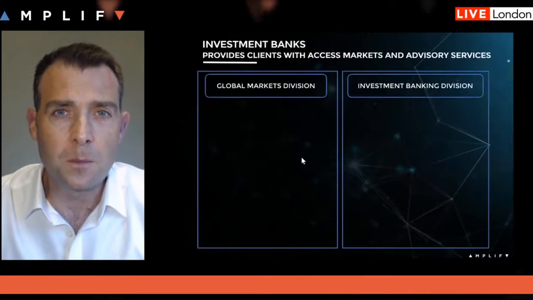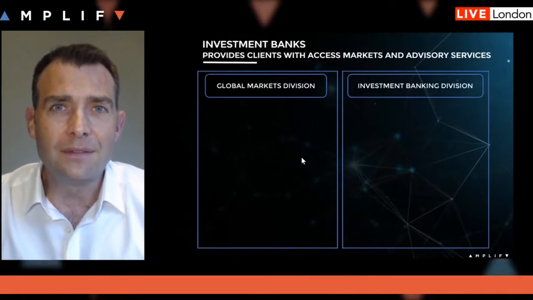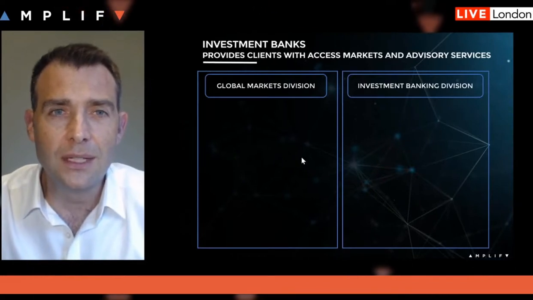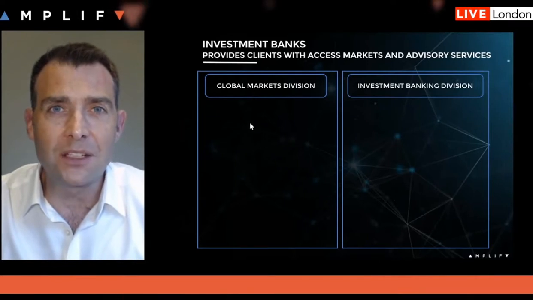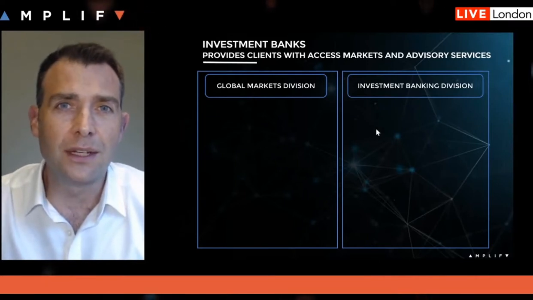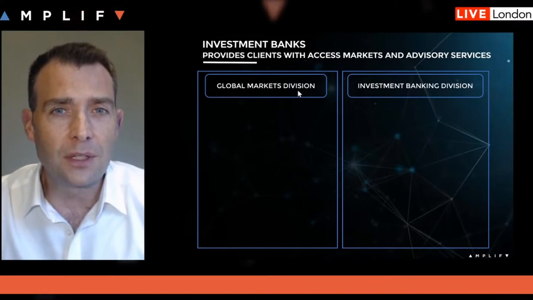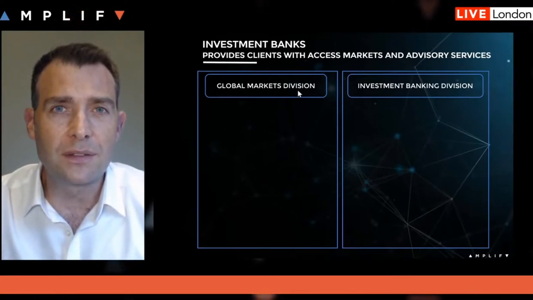Very simple. When we look at an investment bank in particular, it's important to note that a bank can be divided into 2 general areas as well. And actually, depending on which area you apply for in your future roles in finance, the type of role that you end up doing will be incredibly different. So let's take a look at the global markets division first of all.